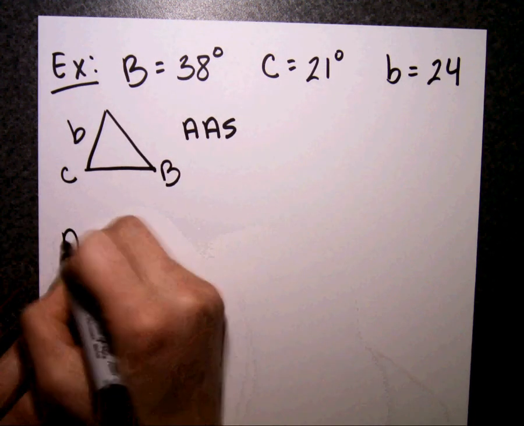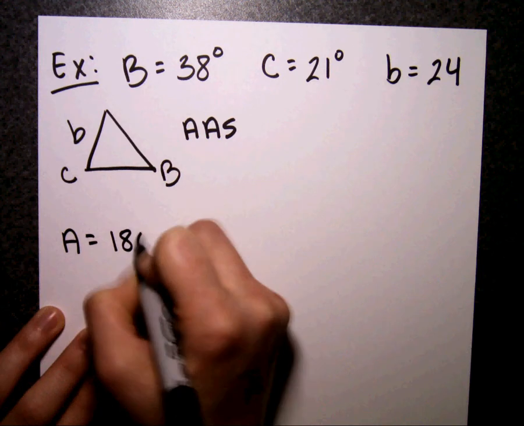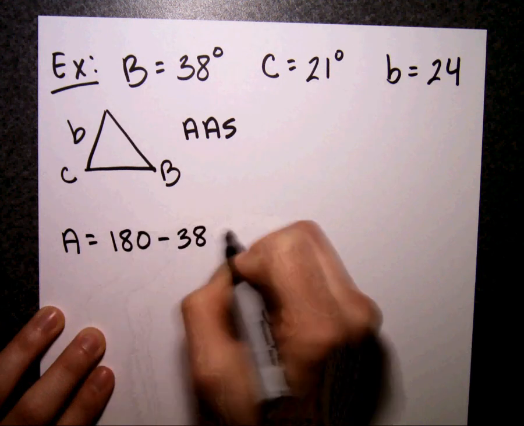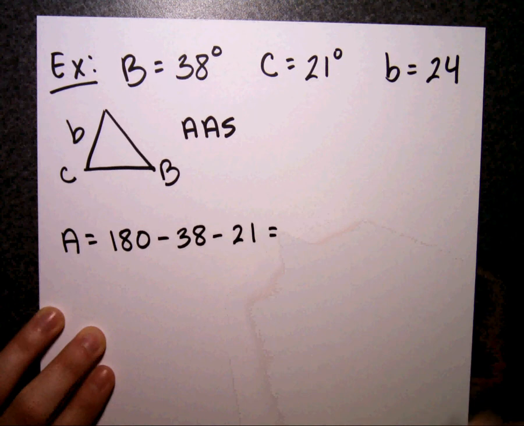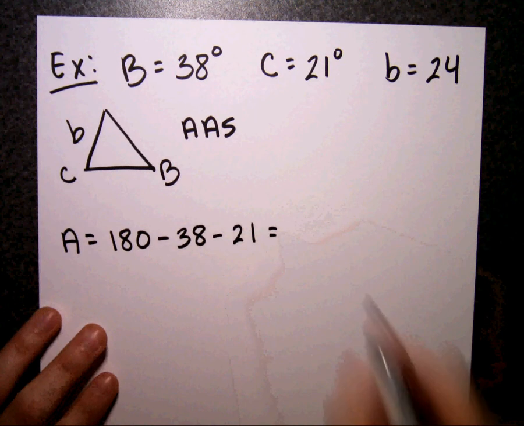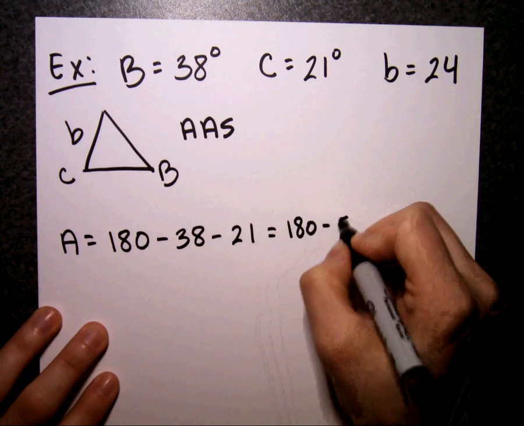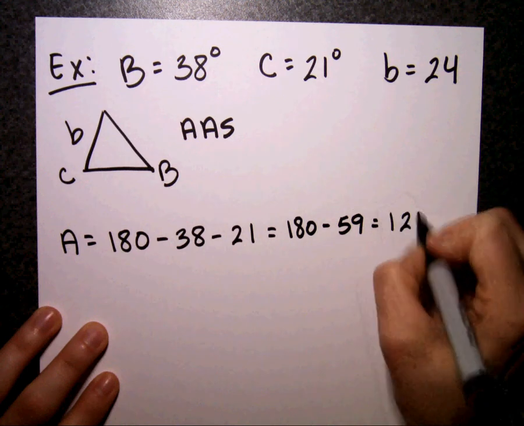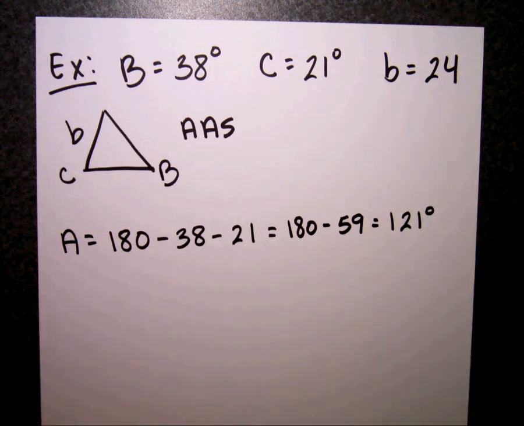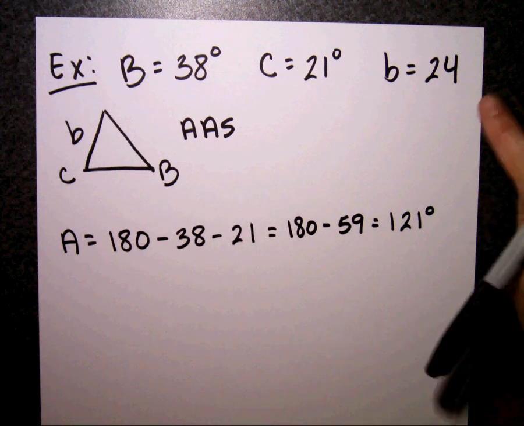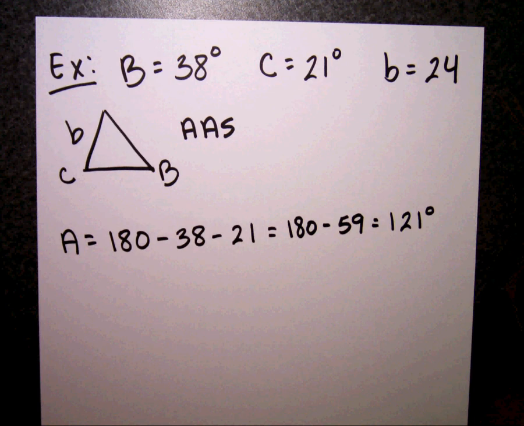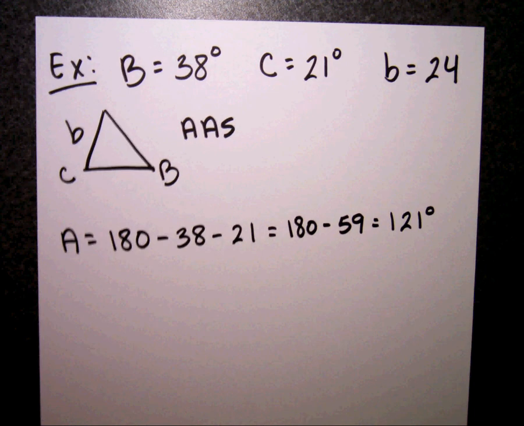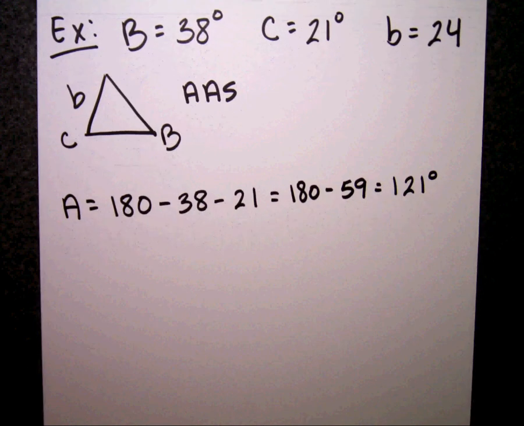By doing 180 minus 38 minus 21, that is going to give us 180 minus 59. So we get 121. So angle A is 121 degrees. Now I need to find side A and I need to find side C. It doesn't matter which one we start with in this case, so I'm going to start with side A.